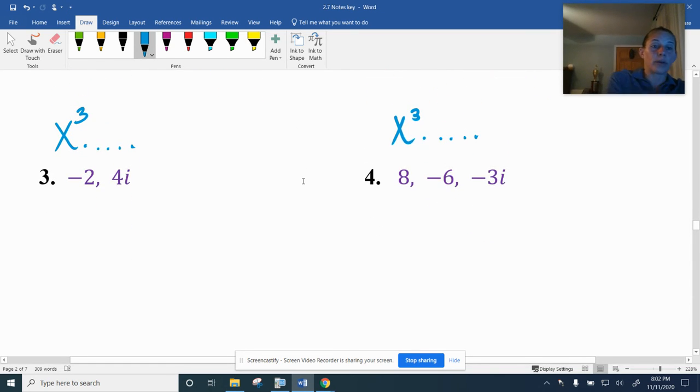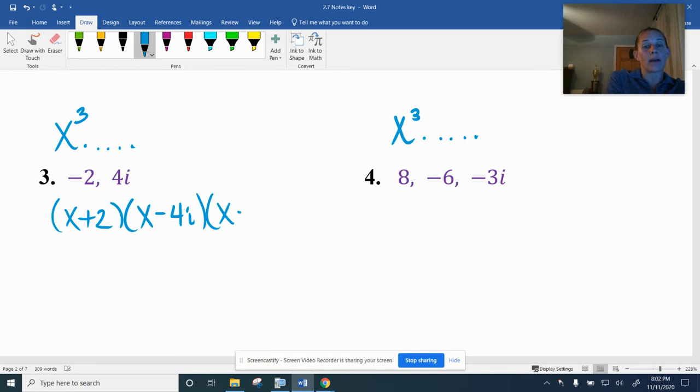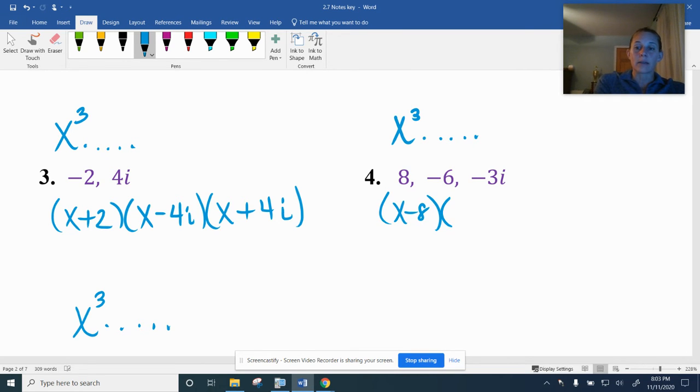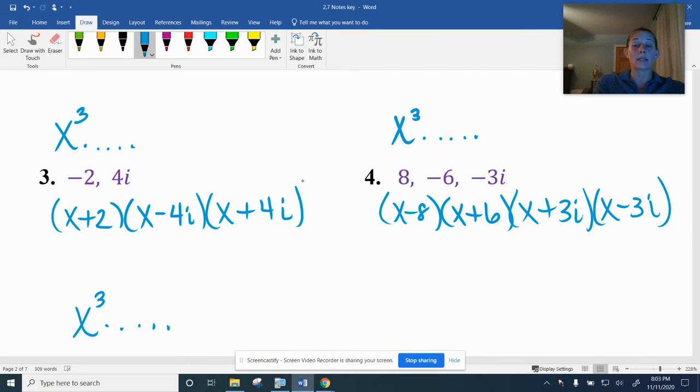Okay, number 3, you have x plus 2, x minus 4i, and of course you will also have the x plus 4i. And again, three x values, so this would also be a cubic polynomial when you multiply it out. And then this one here, we have x minus 8, x plus 6, x plus 3i, and then of course the conjugate pair, x minus 3i. This time we have four x values, so if we multiply it out, we would get a fourth degree polynomial.